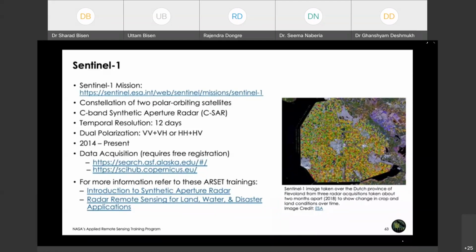Sentinel-1 imagery has been acquired from 2014 to the present and can be accessed from the Alaska Satellite Facility as well as the Copernicus Open Access Hub. Links to both of these sites can be found below. Several RSET webinars have also covered SAR data, including data acquisition and analysis specifically for agricultural applications. We've provided those links below, and we highly encourage you to review these materials to learn more.